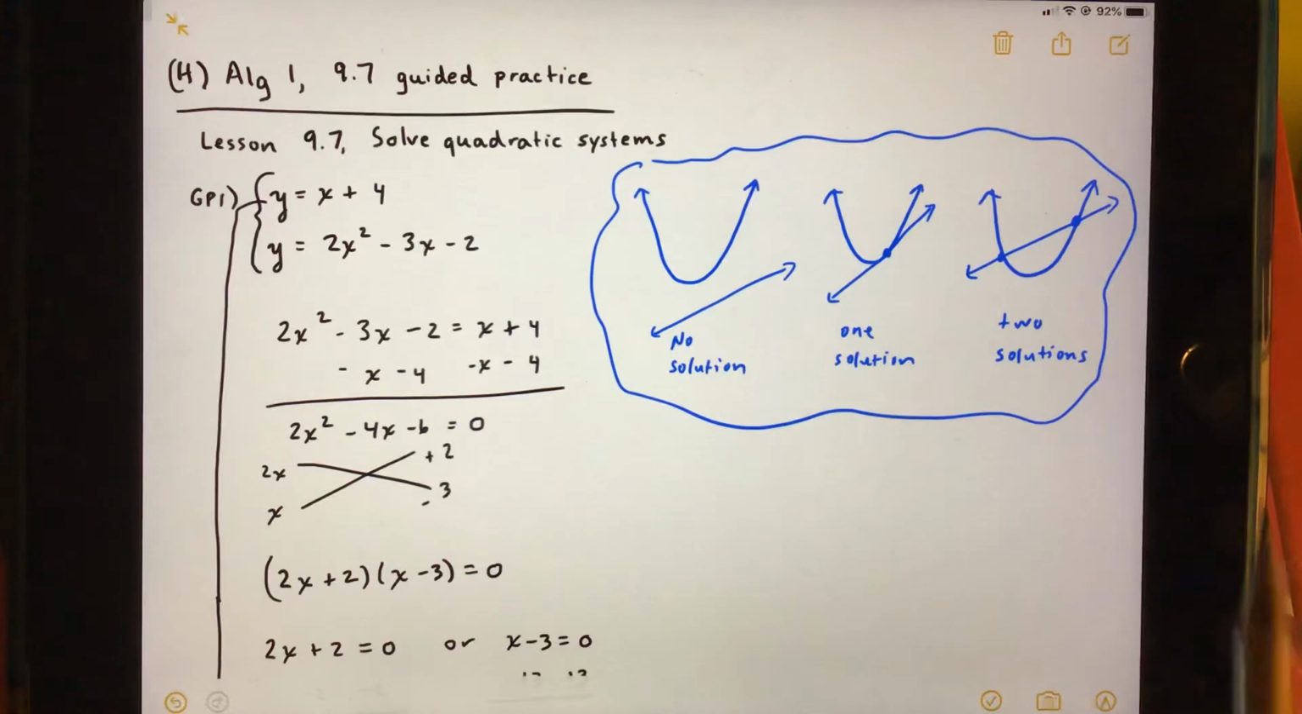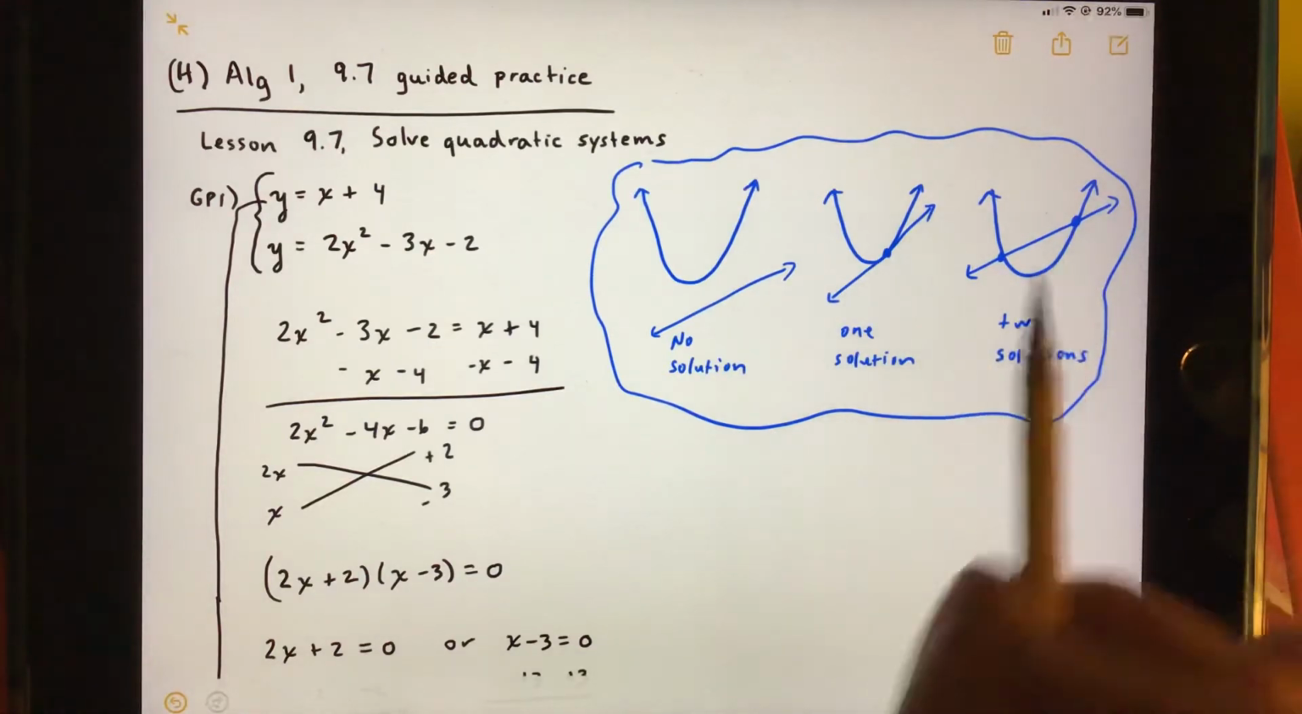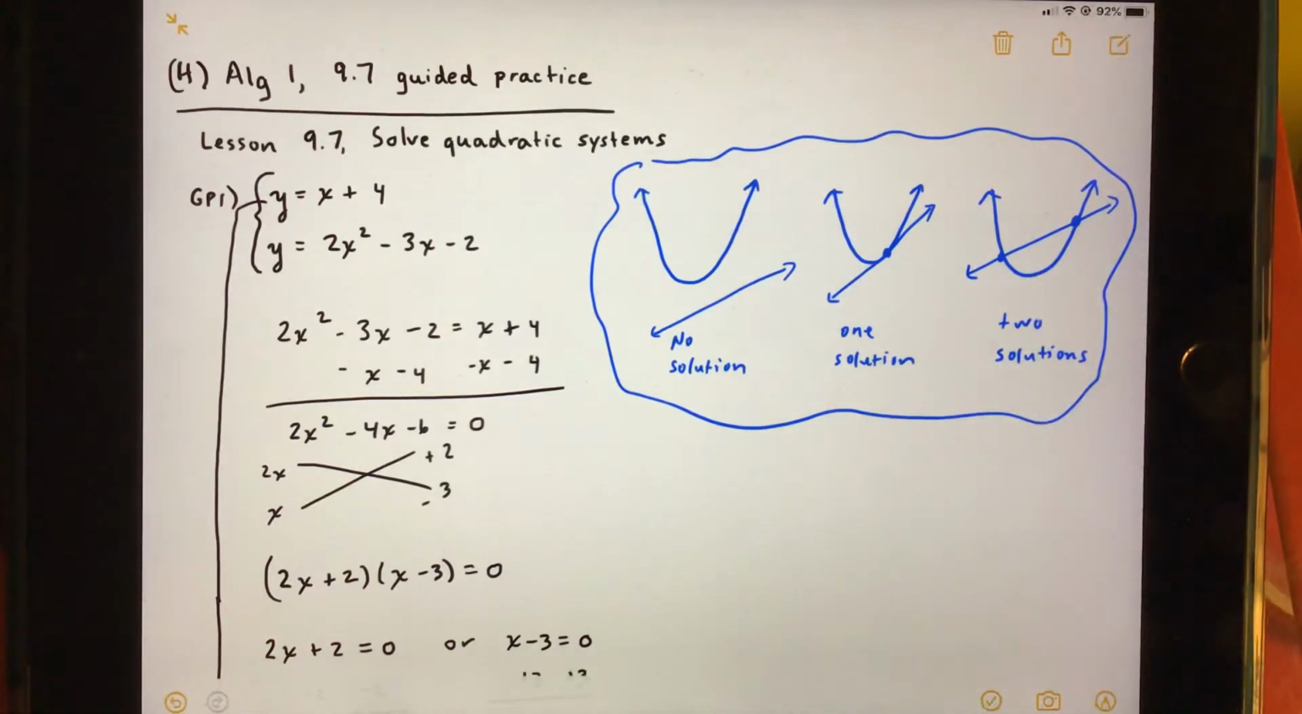Or the final possibility would be that this line could intersect this parabola at 2 points, and there would be two solutions. So we're going to see which one of these possibilities it is by solving the system. We're going to use a similar method to when we were working with our linear systems, where we were using either graphing or substitution or elimination to solve our linear systems. So we're going to see which would be the best choice for this particular system.